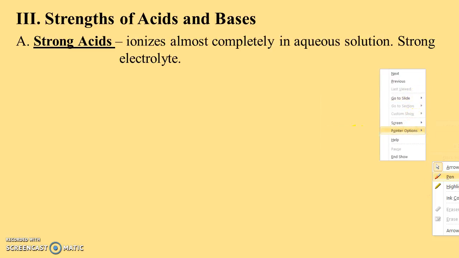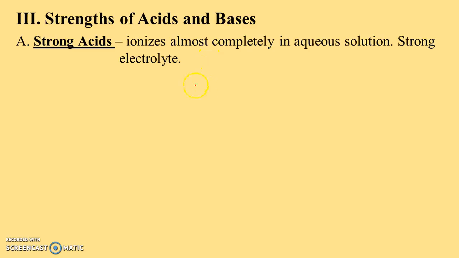Let me get my pointer. Okay, so if we have something like hydrochloric acid, which is HCl, so that's the formula, it's made up of one hydrogen and one chlorine. So if I put this into a beaker, we'll say, here's a beaker of water. I'm going to do a zoom in box.